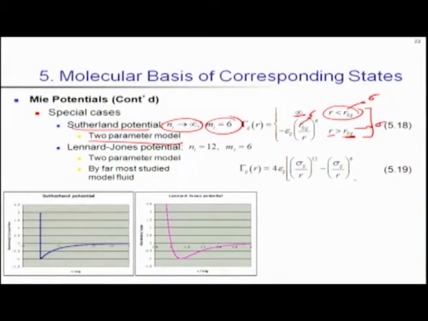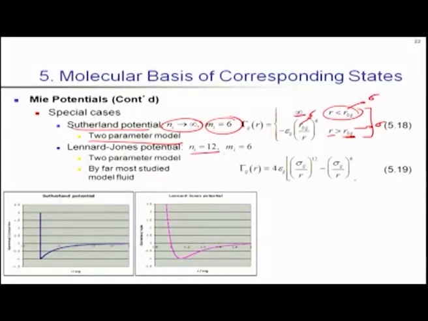A more common potential model, and by far the most studied, is the Lennard-Jones model, and here the n and m are absolutely fixed. So, n is 12 and m is 6, and this is sometimes also called the 12-6 potential. So, you have 4 multiplied by epsilon ij, again the well depth, and sigma by r. Note that this is a non-dimensional term, and the potential model is basically in the unit of epsilon.